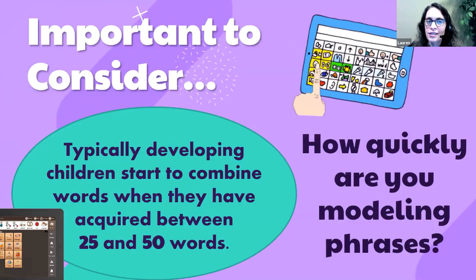It's important to consider that you want to be modeling phrases from pretty early on, because typically developing kids start combining words when they have as few as 25 to 50 words in their vocabularies. So really think about, are you modeling phrases?